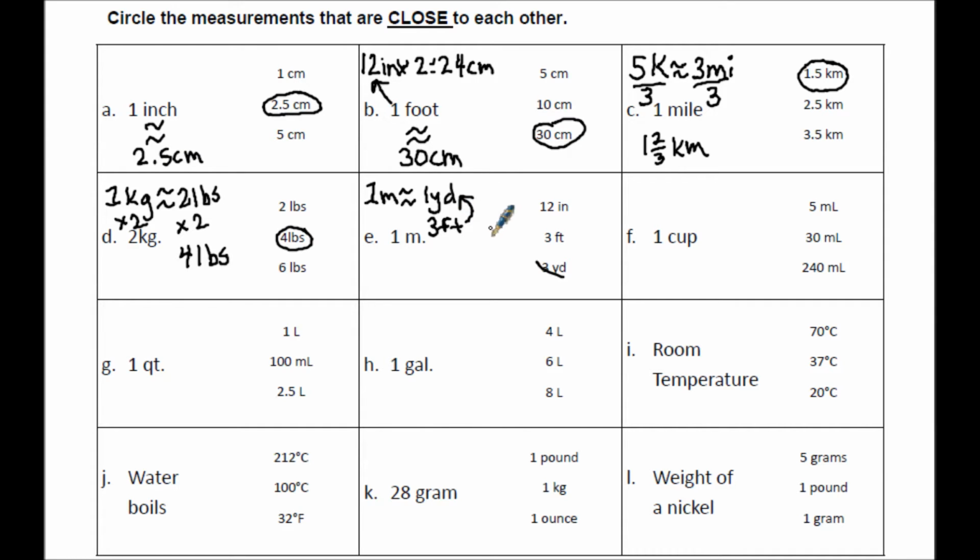But let's see why the 12 inches doesn't make sense. We know that the 12 inches doesn't make sense because 12 inches is just 1 foot. And that's not long enough.